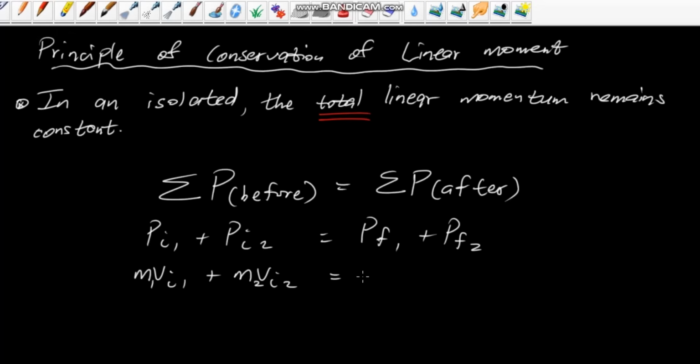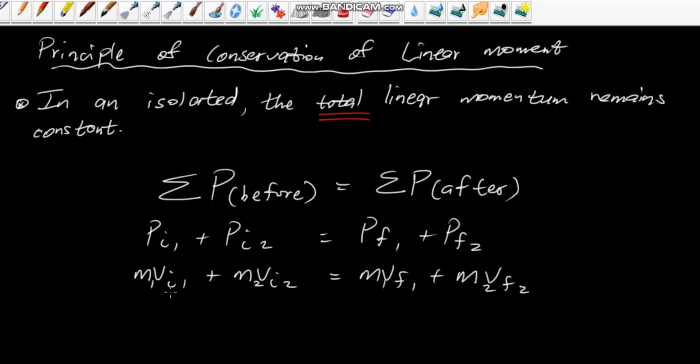P final of 1 is m v final of object 1 plus m v final of object 2. That is the principle of conservation of linear momentum that I have written.